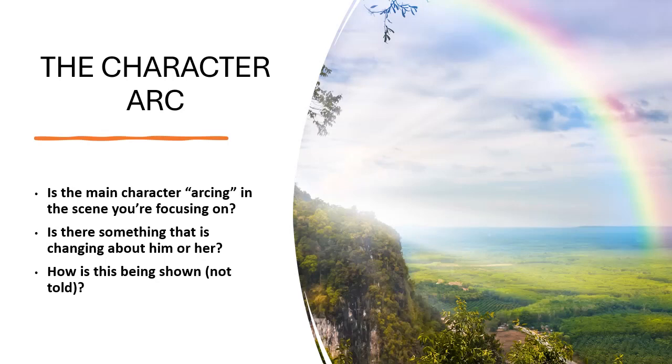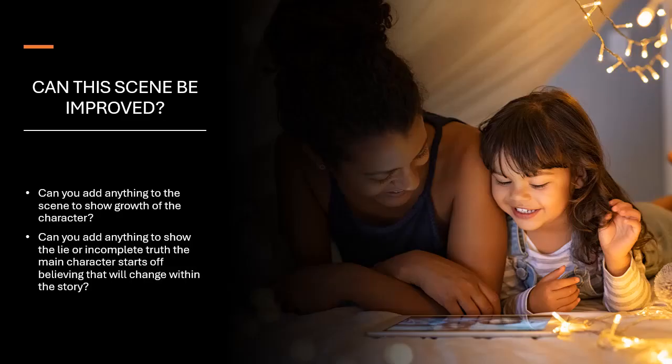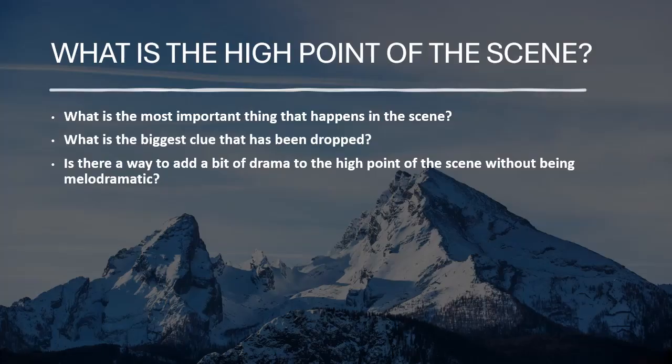Let's talk about the character arc. Is the main character arcing in the scene you're focusing on? Is there something that is changing about him or her? And how is this being shown, not told, in the scene? Can this scene be improved? Can you add anything to the scene to show growth of the character? Can you add anything to show the lie or incomplete truth the main character starts off believing that will change within the story?